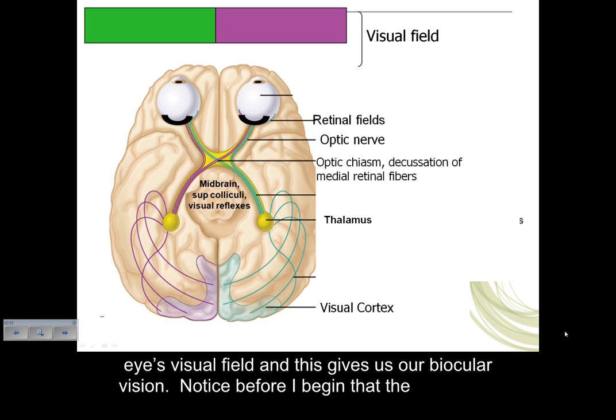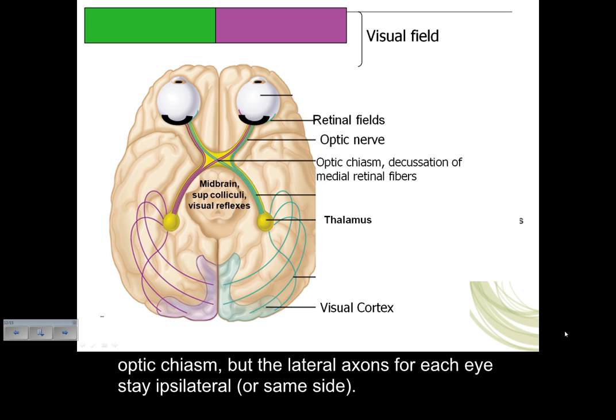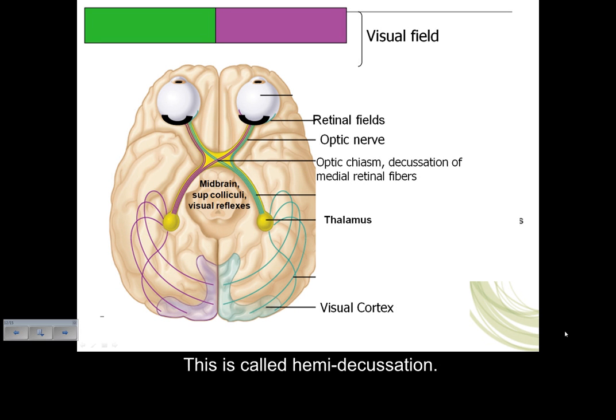Notice before I begin that the medial axons from the ganglia found on the medial side of each retina cross over at the optic chiasm, but the lateral axons for each eye stay ipsilateral, or same side. This means that only half of the axons cross over to the opposite side of the brain. This is called hemidecussation.